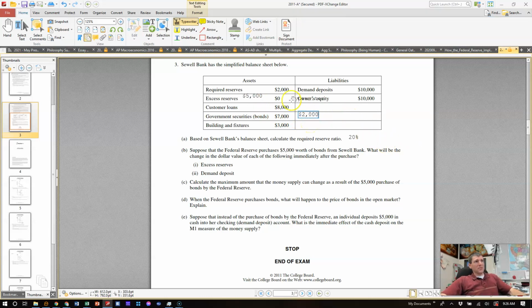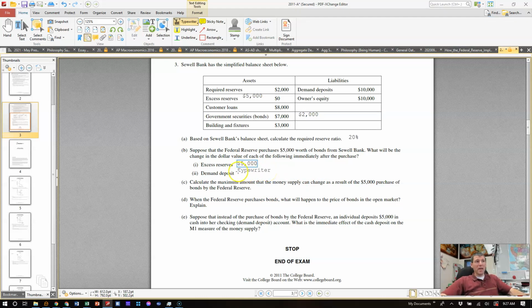Okay, so excess reserves is going up by $5,000 because they're purchasing $5,000 in bonds, so all that becomes excess reserves. And then the security amount, the bonds, is going down by $5,000. This is where the balancing is happening, because Sewell Bank is selling $5,000 of their bonds to the Fed, getting $5,000 in return. Right, so that's where the balancing is still occurring. So the excess reserves is increasing by $5,000.